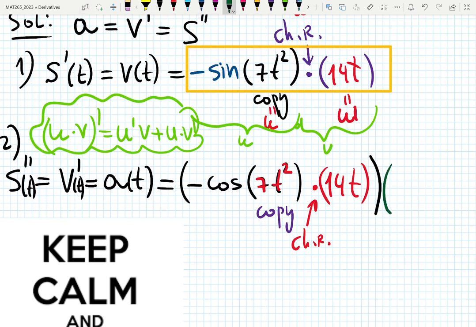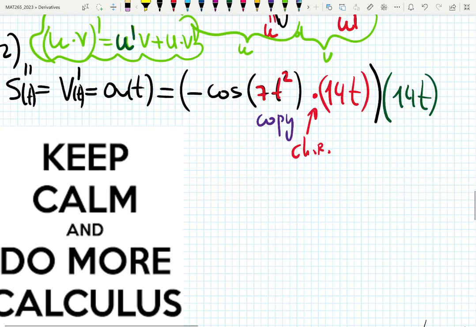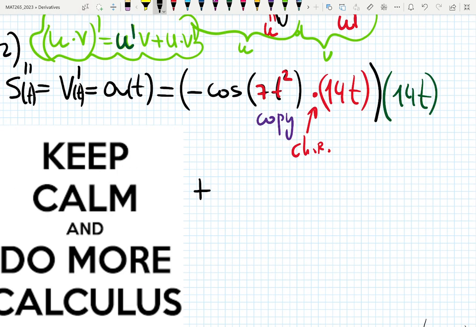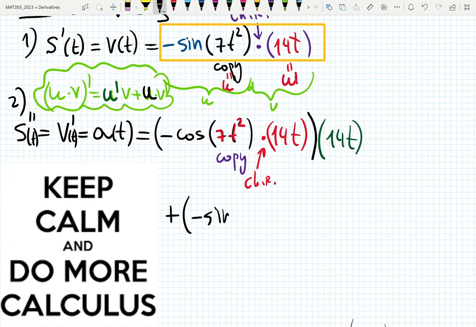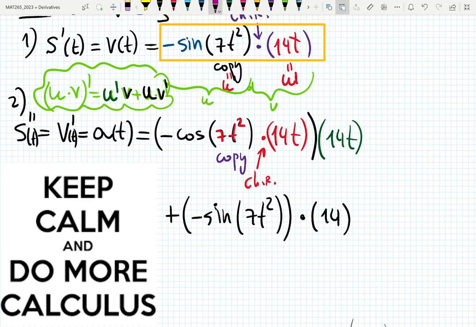The second part says copy v. So I just did the u prime. Now it's time to copy v. Well, that's the easy part. I just copy it. Plus copy u. Okay, that's easy. I know how to copy. Copy paste minus sine 7t squared. Make sure you have enough parentheses. Times the derivative of v. Here it is. The derivative of v is 14. And that is the answer. If we don't ask you to simplify, you're good to go.